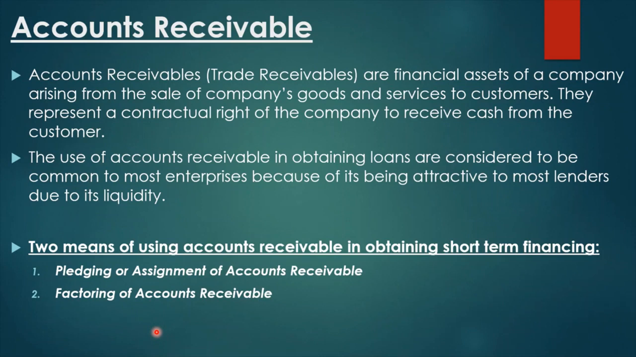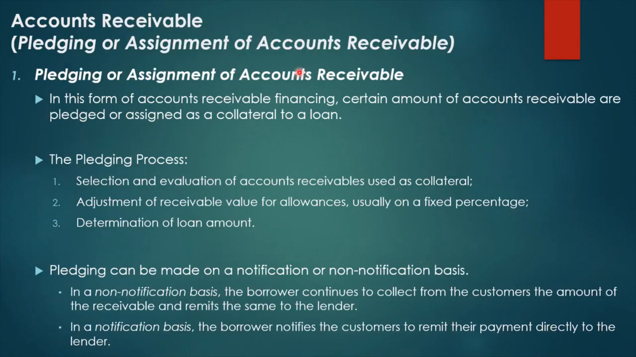So yun. Ito yung mga ways or methods na kung saan yung accounts receivable nagiging collateral sa short-term financing. First is the pledging or assignment of accounts receivable. Kung tatandaan natin si pledging is the hypothecation or hypothecated. Side note lang. Si pledging this is a form of accounts receivable financing wherein a certain amount of accounts receivable are pledged or assigned as a collateral to a loan.